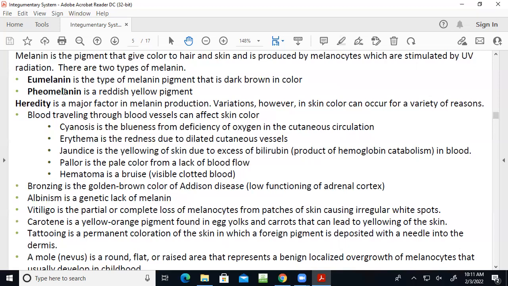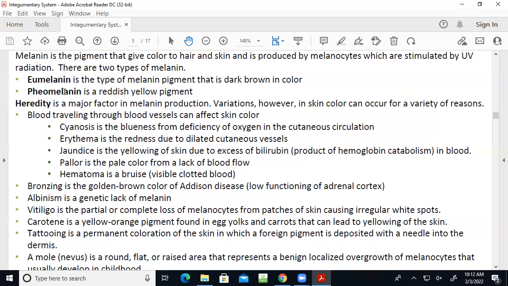Okay, I've been talking about tanning beds and spending time outside and being exposed to UV radiation. Well, if you're inside all the time, you're probably not going to be as tan as somebody that lifeguards in the summertime, right? Okay, so that affects your skin color. We also have variations that can occur to your skin color for a variety of reasons.